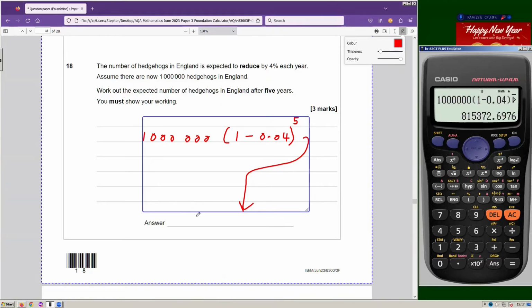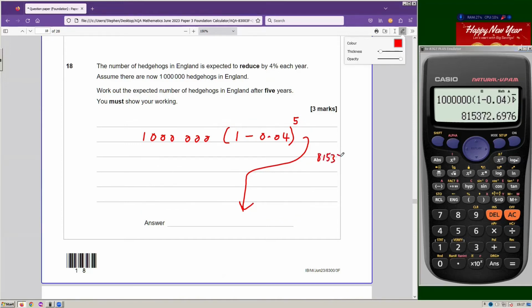So we only want to go to the nearest hedgehog. I'm going to put the answer there. This is a 6, so we're going to round up. This is going to go to a 3.